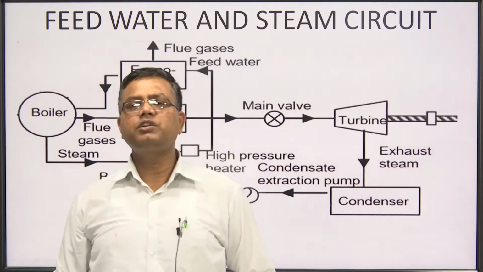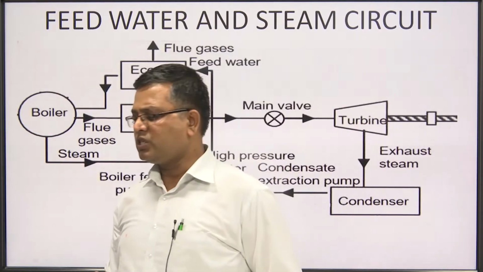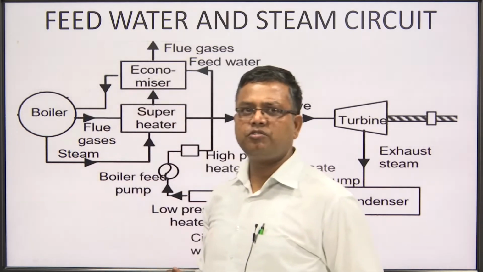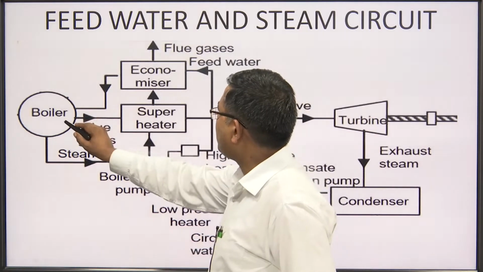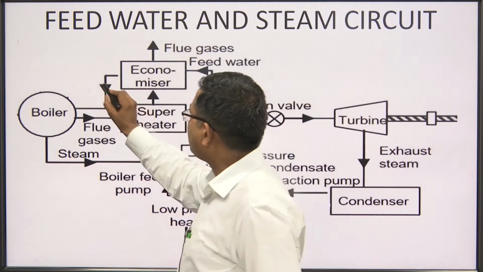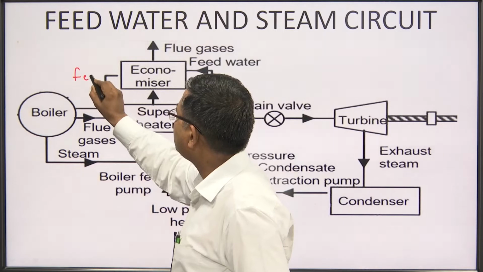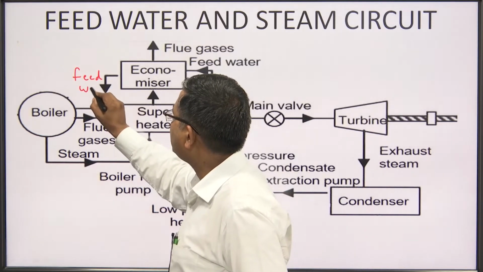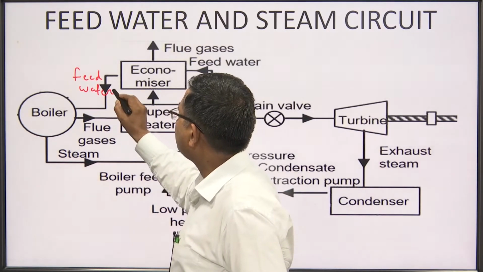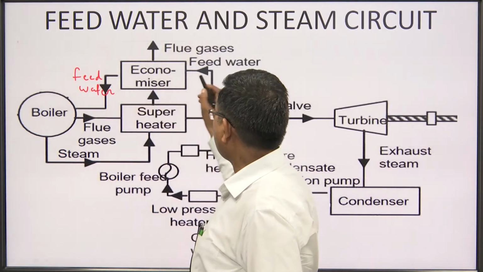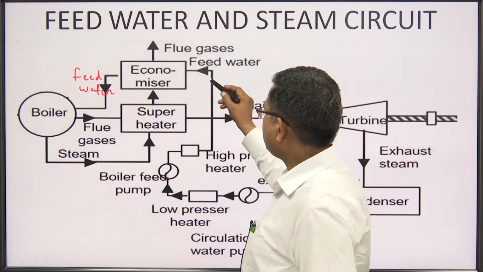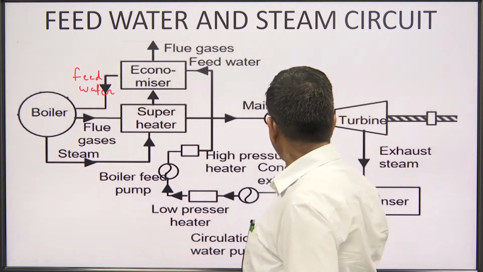So, our next circuit is the feed water and steam circuit. See, what is feed water? Feed water is the water which is supplied to the boiler drum. You can see this is the boiler drum. So, this is the feed water circuit, feed water. This is the feed water circuit which comes to the boiler through the economizer. You can see this is a complete circuit.